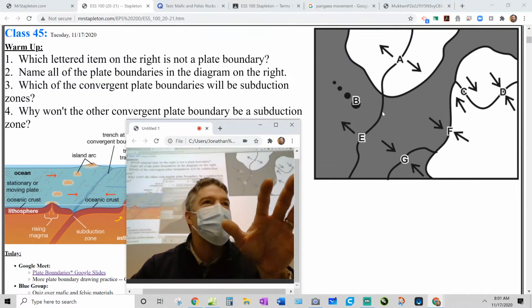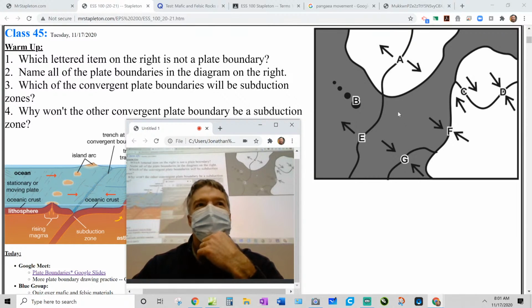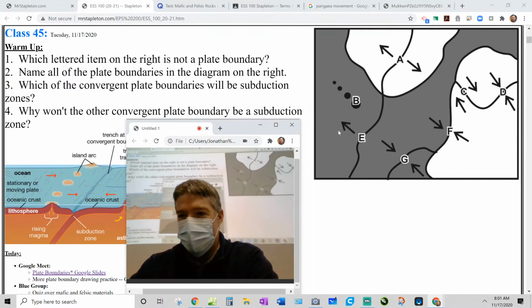Or how about this? I'll give you another choice. The dark stuff, is that like ocean crust or continental crust? Ocean crust. And Tommy, do you know the ocean crust? Is it mafic or felsic? Mafic. Okay, so all the dark stuff, that's ocean crust. And all the light stuff, that's continental crust.